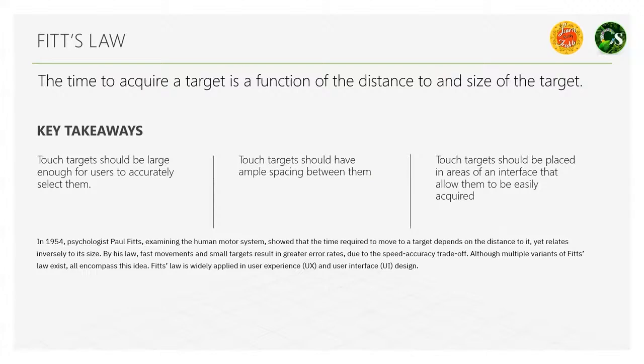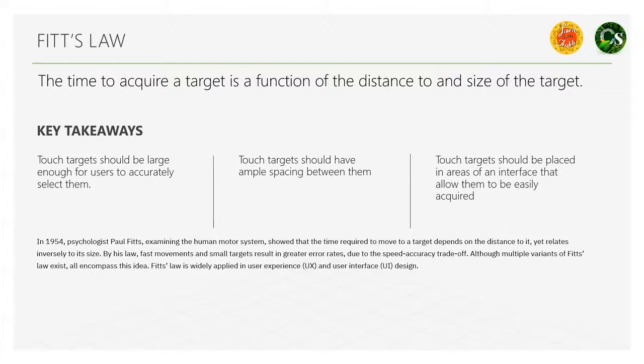Let us first understand the definition. It says the time to acquire a target is a function of the distance to and size of the target. The key takeaways are that touch targets or click targets should be large enough for users to accurately select them. Please understand, when you are using handheld devices, you are not using a mouse, you are using your fingertips. Since the fingertip is not a small pointer but has a flat base at the top, it has a wider surface area. So your button should also be big enough to accommodate that finger click or finger touch.